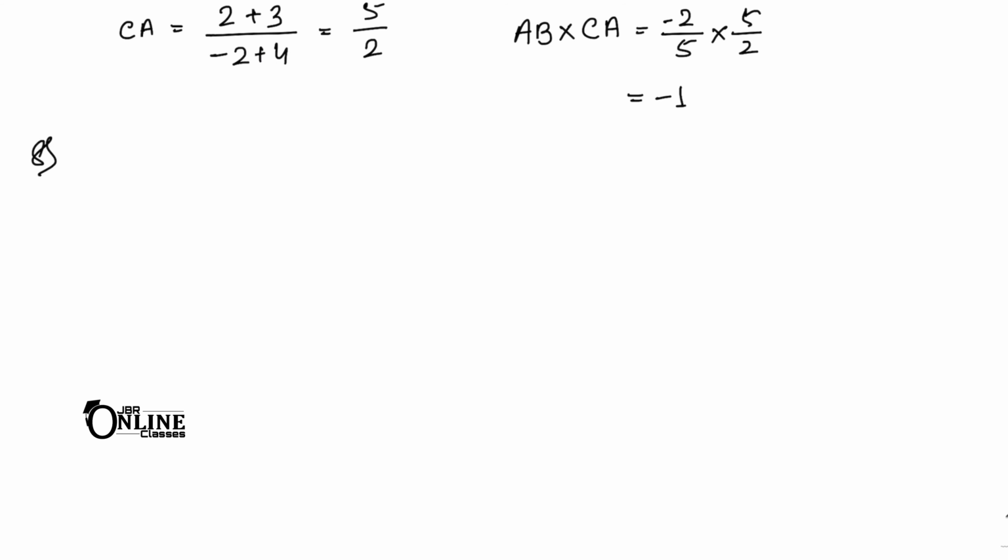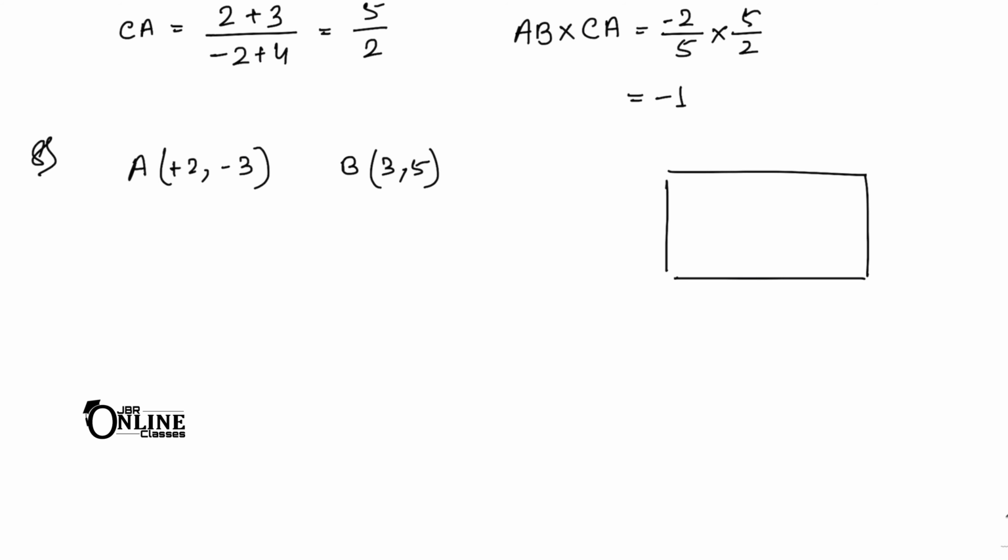Now next one, sum number 8. Here in sum number 8, if A is (2, -3) and B is (3, 5), these are two vertices of a rectangle ABCD. Suppose this one is a rectangle that is A, B, C, D. So A means 2, -3, B is 3, 5, and here AB is equal to CD and they are parallel to each other.